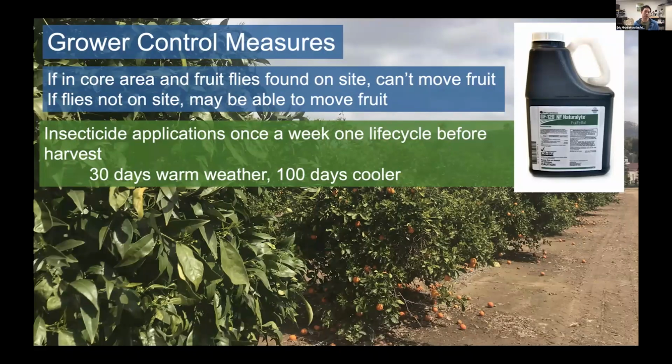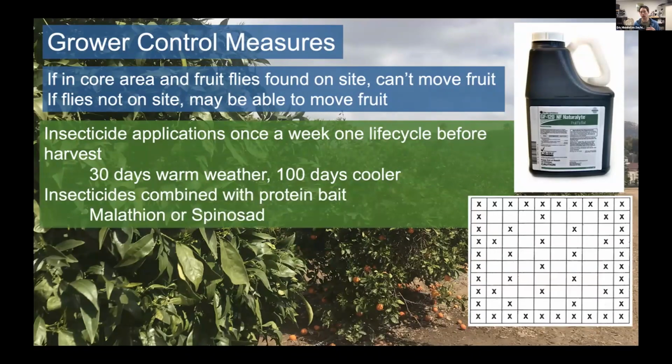So you do insecticide applications once a week, one life cycle before harvest. That can be malathion or spinosad, and basically, you're doing these insecticides combined with the protein bait. The grid of X's over here is indicative of, say, a grove of trees. You'd be applying the bait on the perimeter of your entire grove, and then on a couple of the trees spaced randomly throughout the interior.